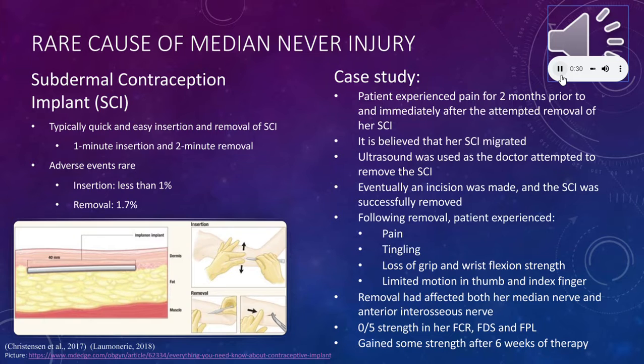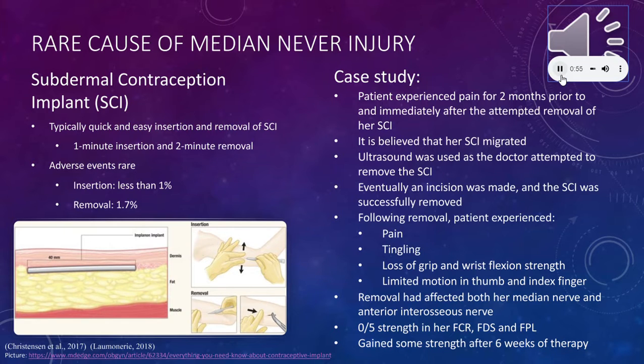We found a few case studies, but especially one in particular where a patient had experienced pain for 2 months prior and immediately after the attempted removal of her contraceptive implant. It is believed that her implant had migrated in her arm. An ultrasound was used as the doctor attempted to remove it, but eventually they needed to make an incision, and the implant was successfully removed.